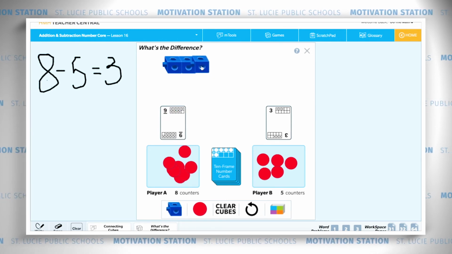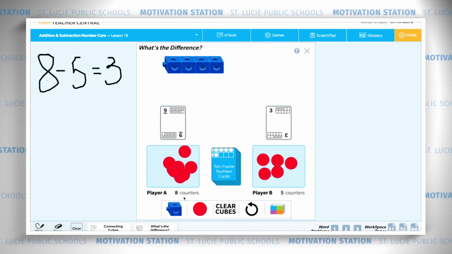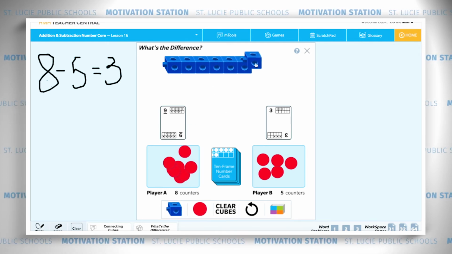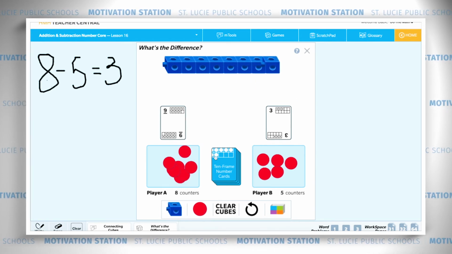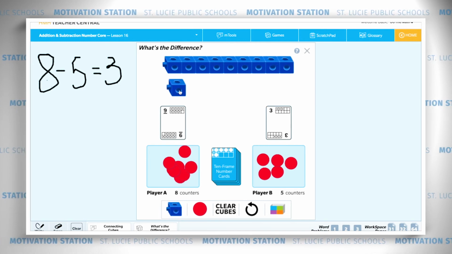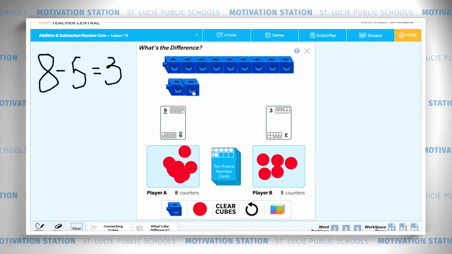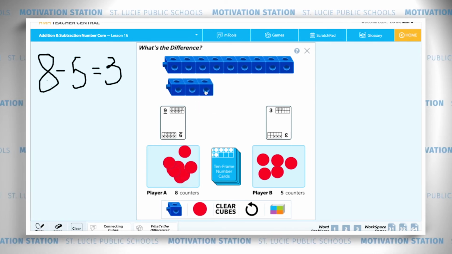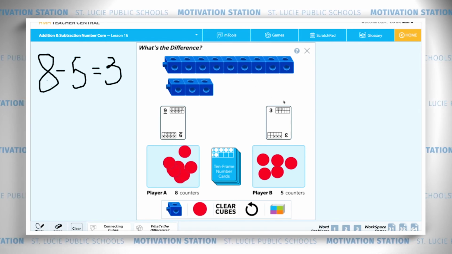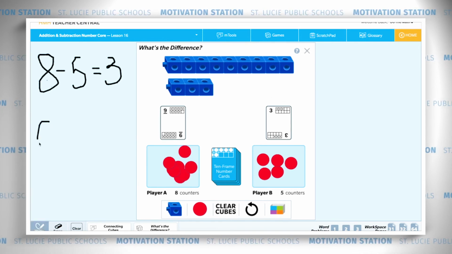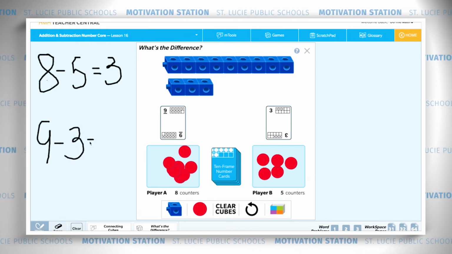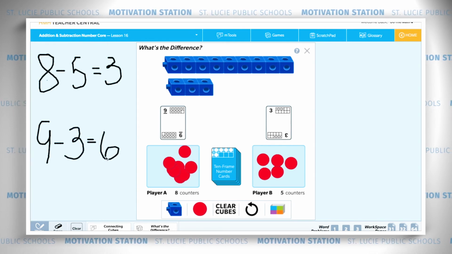1, 2, 3, 4, 5, 6, 7, 8, 9, and then we're going to build a cube chain for 3. 1, 2, 3. Okay, now let's find the difference. 1, 2, 3, 4, 5, 6. Our difference is 6, so let's write that equation. 9 was the big cube train, minus 3 equals 6 is the difference.